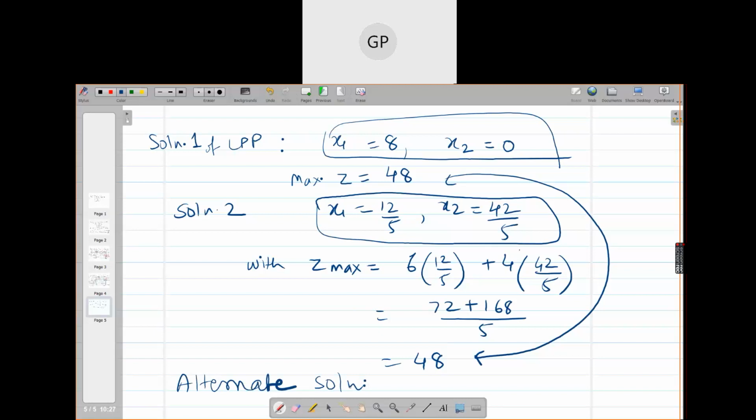Have you understood this case? Okay, now we are left with two more cases when there is tie among pivot rows and tie among pivot columns. So that we will do in the next lecture.